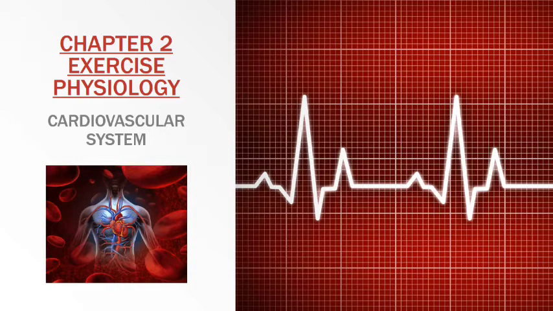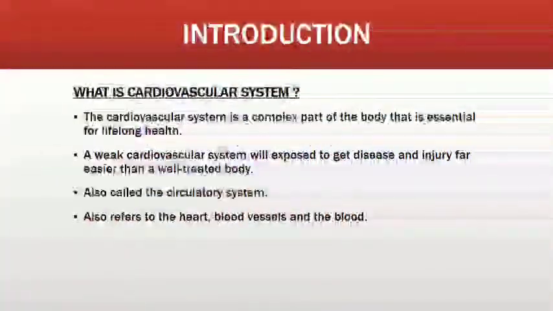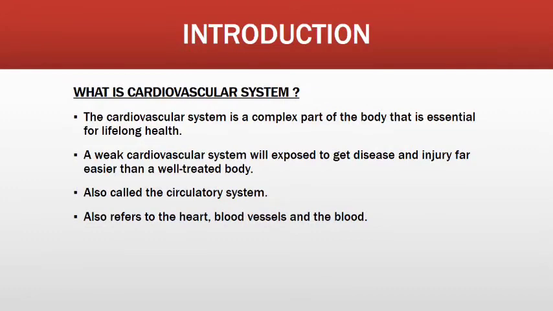So, we will present about Chapter 2, Exercise Physiology, which is the Cardiovascular System. What is the cardiovascular system? The cardiovascular system is a complex part of the body that is essential for lifelong health. A weak cardiovascular system will expose you to disease and injury far easier than a well-treated body. Also called the circulatory system, it refers to the heart, blood vessels, and the blood.